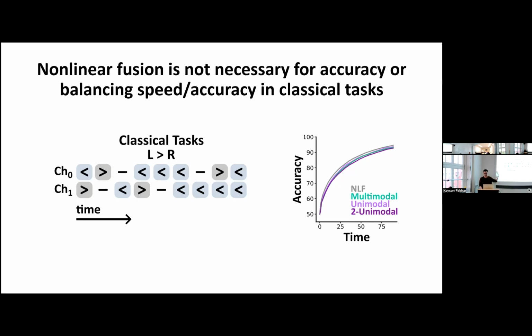Okay, so we get these accuracy over time curves. And hopefully, as you can see, there's no difference between any of these 3 architectures. There's no difference in overall accuracy or also reaction speed. All the curves accumulate evidence at a similar rate. So what this suggests is that nonlinear fusion is not necessary for accuracy or balancing speed and accuracy in these classical tasks. Essentially, linear fusion is optimal for the tasks which people have previously looked at in the literature. So that led us to think about what task would nonlinear fusion be critical for?